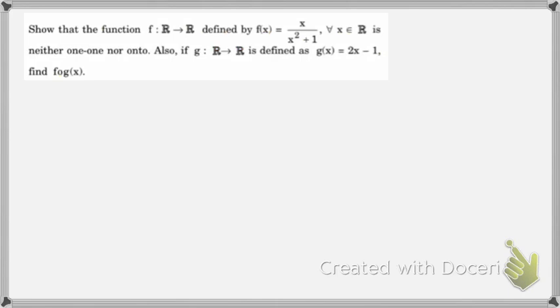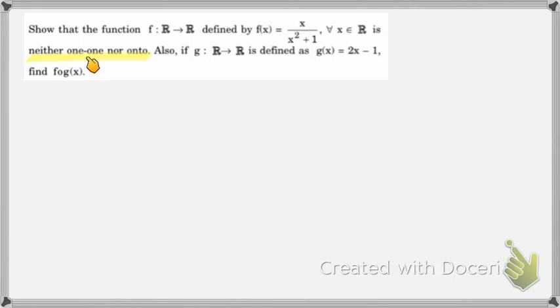Let's look at this new question now. It says show that the function f defined from the set of real numbers to the set of real numbers by f of x is equal to x by x square plus 1, where the domain is the set of all real numbers and the range is the set of all real numbers. We need to prove that this is neither 1 1 nor onto.